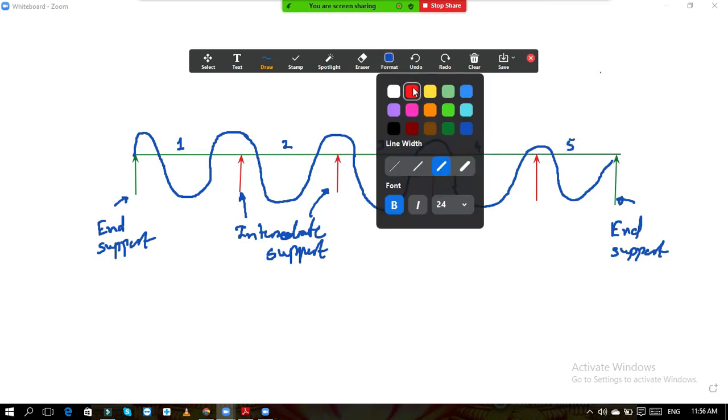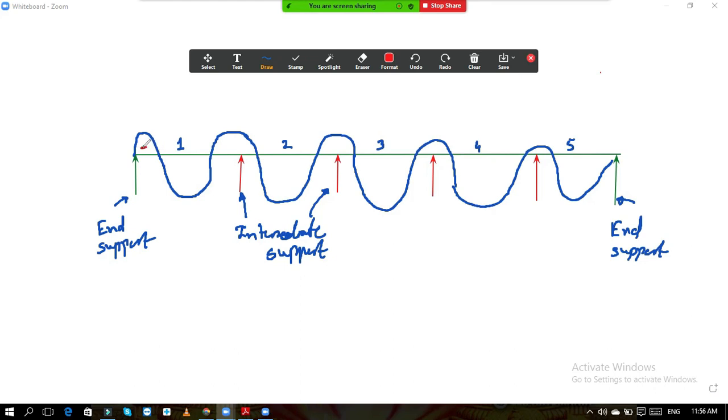Now if you see carefully, at the support there is a negative moment, at the center positive moment is there. Again this moment is negative, here it is positive. Hogging negative, sagging positive. Again hogging negative, sagging positive. This is also negative, this is positive. Okay. So this is the bending moment diagram for a one-way continuous slab.